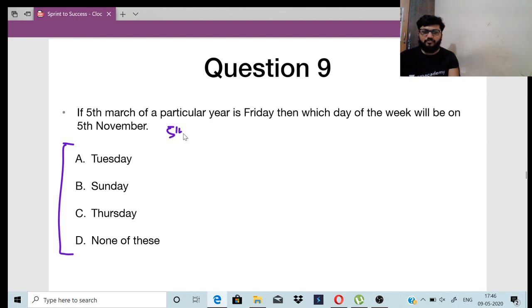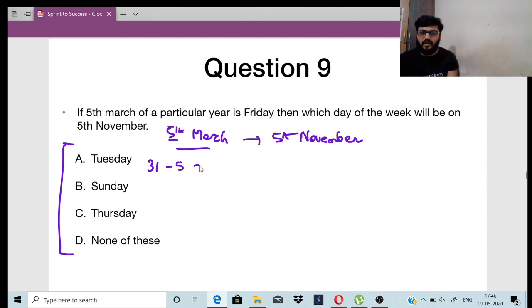Between 5th March and 5th November, you have to find out the answer. So number of days in March: how many days are there in March? It is 31, but 5 days are already gone. So 31 minus 5 is 26. The number of days in March is 26. Then let us find out for April, which has 30.